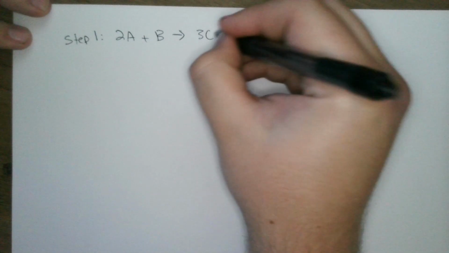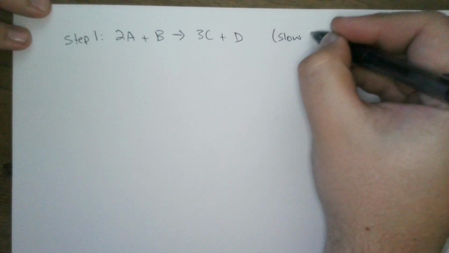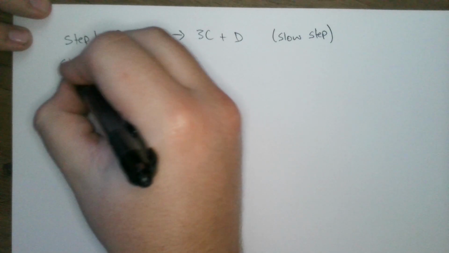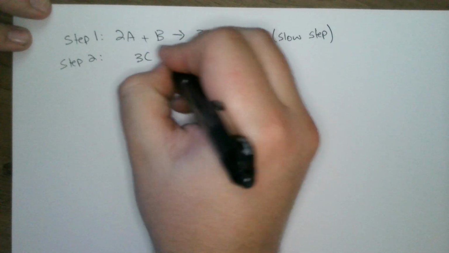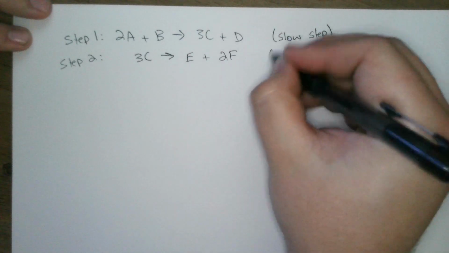So we have step 1. I have 2A plus B yields 3C plus D, and it gives us the information. This is the slow step. Cool. Step 2, 3C yields E plus 2F. This is the fast step.